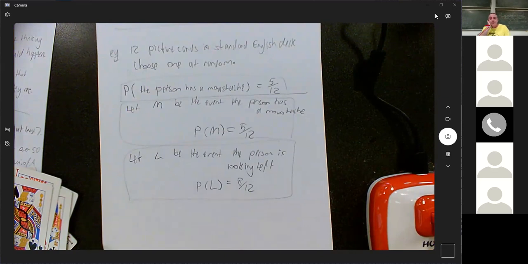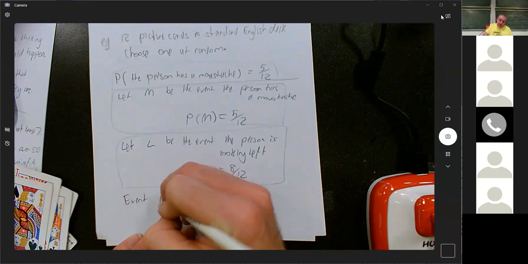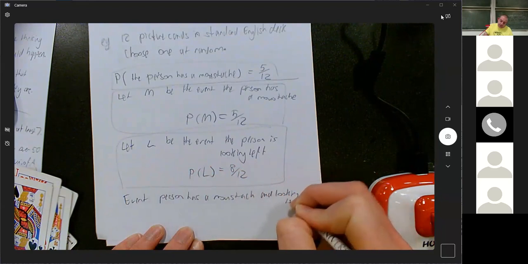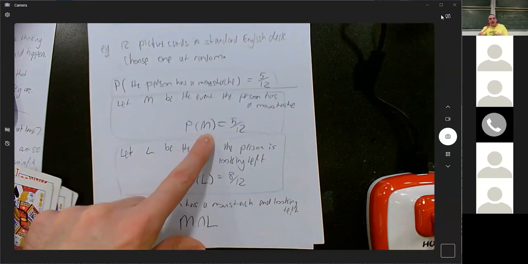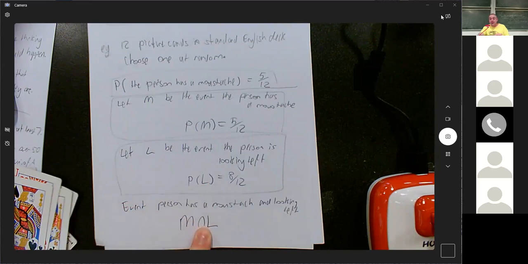And so now if I wanted to talk about the event that the person has a moustache and is looking to the left, that is the event M intersection L. It's both things simultaneously. So this M is standing in for the collection of all the cards that have a moustache, and this L is standing in for the collection of all of the ones that are looking left, and the intersection is the collection of all of the ones that are in both of those collections simultaneously. That's what this means. It kind of means and in that context. So if you read the sentences aloud, if M stands for has a moustache and L stands for is looking left, then this means has a moustache and is looking left.